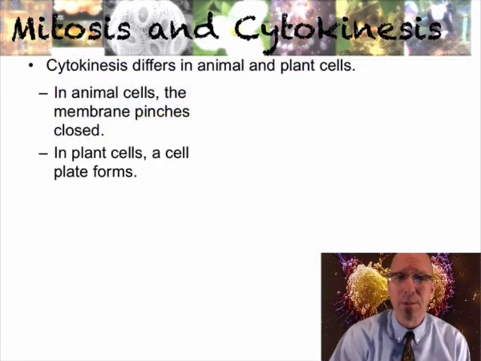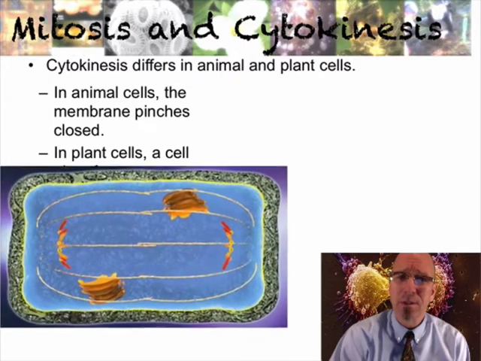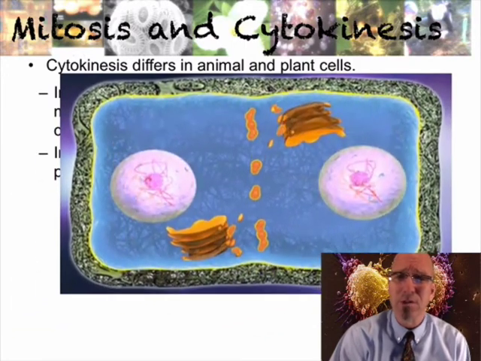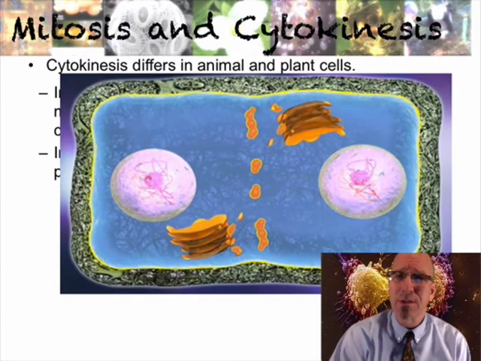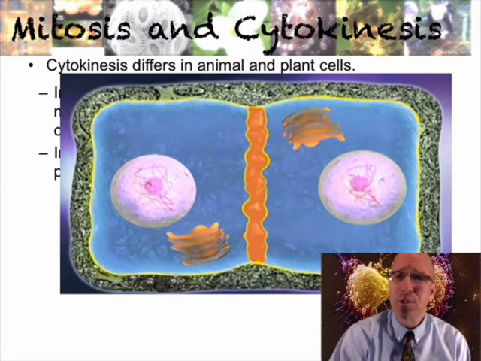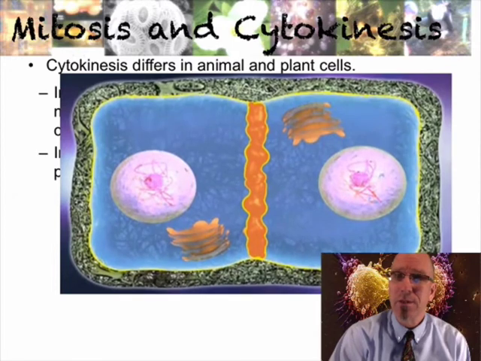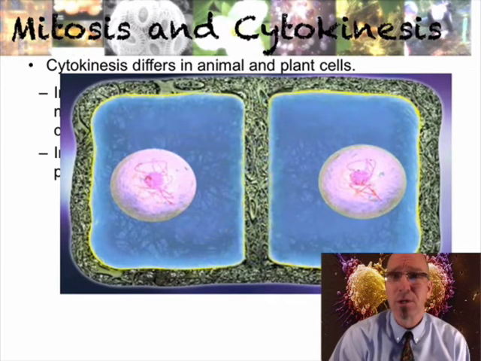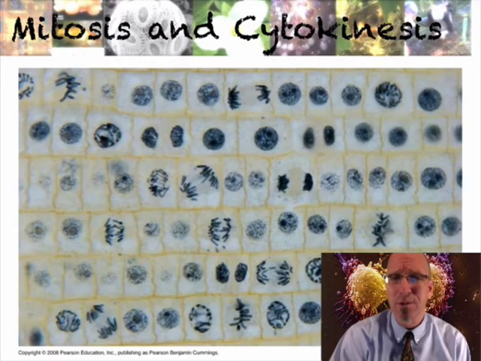Now, in plant cells, we form a cell plate. So here's a giant plant cell that's undergone cell division. And remember, plant cells have cell walls. And so it's going to form a cell plate that's eventually going to form a new cell wall made of cellulose. So a little bit different for plant and animal cells. Otherwise, not much different.